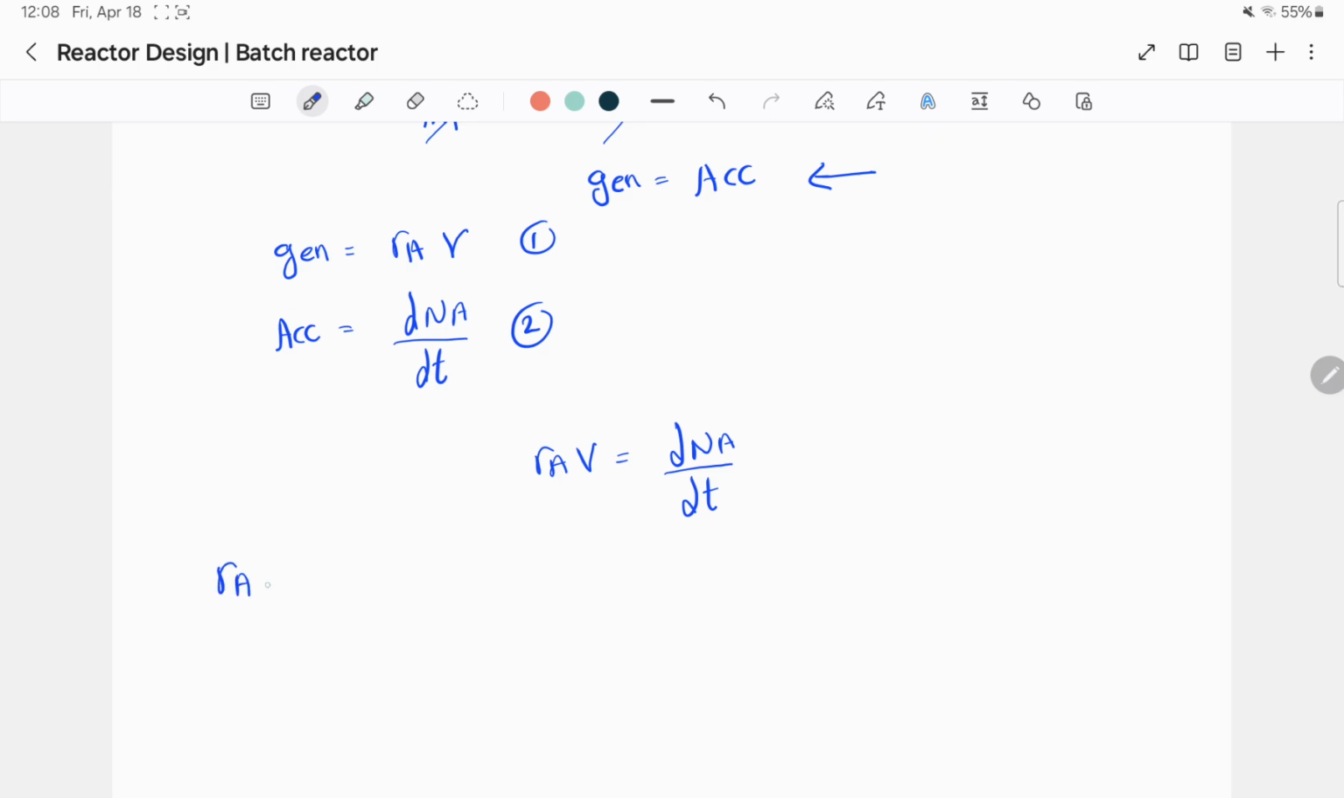Rate of reaction could be given in different forms based on your problem statement. It could be given in first order, like this: negative K CA. It's negative because A is a reactant being consumed.